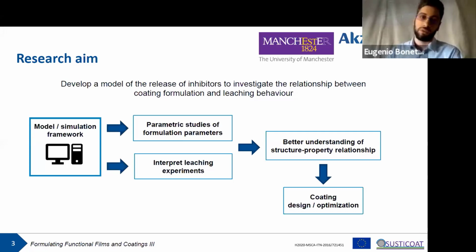This would lead to a better understanding of the relationship between coating structure and properties, and ultimately it will lead to the possibility to design better coatings with optimized performance, and it could assist the research in finding a replacement, for example, for chromate inhibitors.